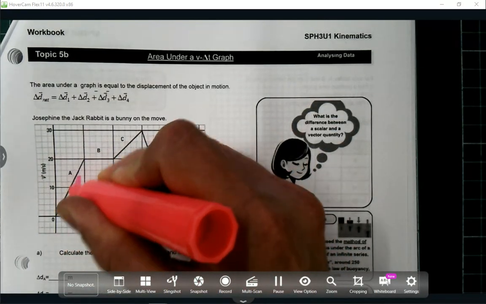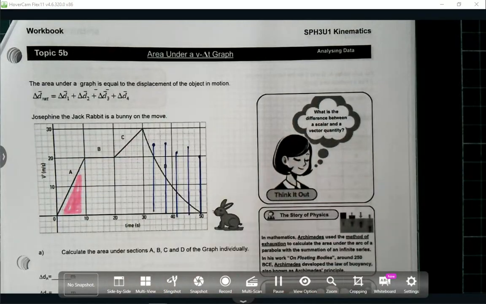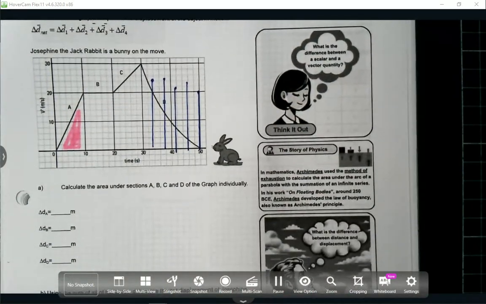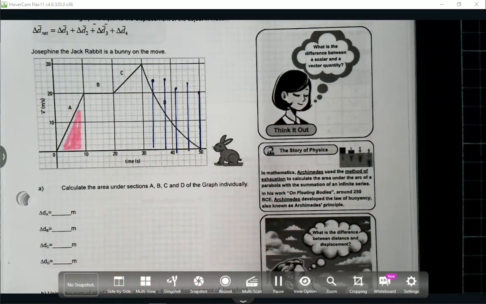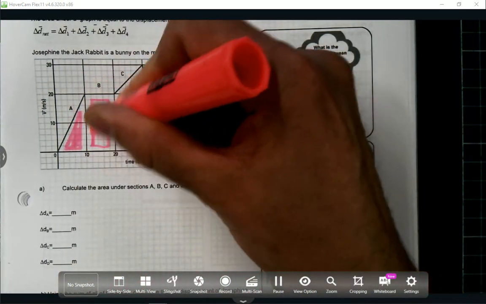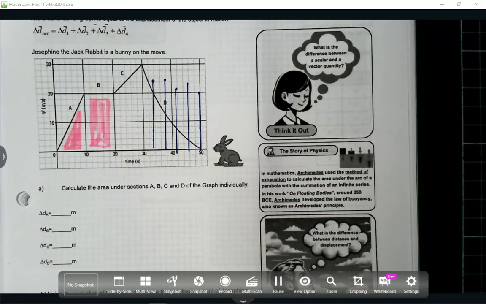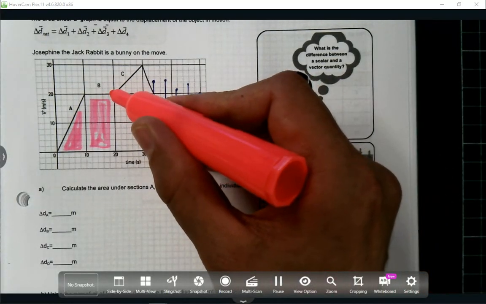The other thing that you're going to do is recognize that there are multiple legs of Josephine's journey. And so there's this, what I'm going to call displacement A, and there's a list of the displacements down below here, A, B, C, D. We've got displacement B, and displacement C is a little bit strange as well, because Josephine's already up to 20 meters per second.